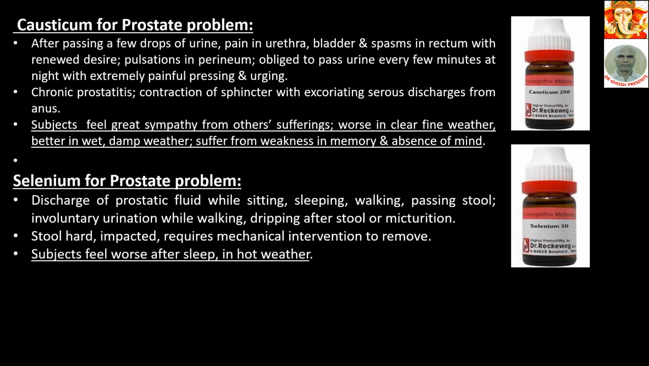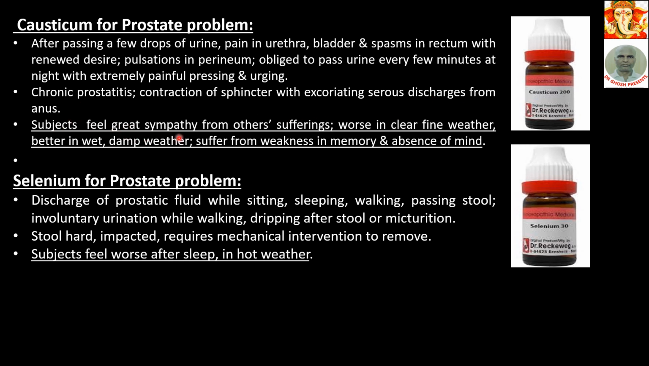Causticum for prostate problem. After passing a few drops of urine, pain in urethra, bladder, spasms in rectum with renewed desires, pulsation in perineum, obliged to pass urine every few minutes at night with externally painful pressing and arching, chronic prostatitis, contraction of sphincter with excoriating serous discharge from anus.